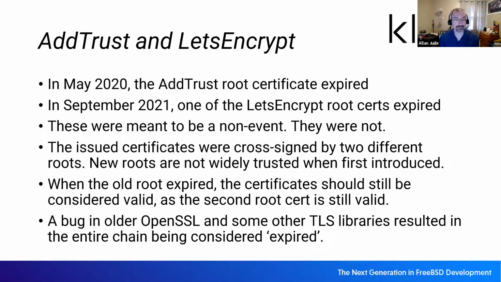But it turned out that a bug in older versions of OpenSSL and a bunch of other TLS libraries meant that as soon as they found one invalid certificate somewhere in the chain, they'd mark the entire chain as invalid. Whereas there were actually two distinct paths, and there was a way to get from the site certificate back to the root on a purely trusted path. But because of a bug in software, a bunch of these certificates were showing up as untrusted.